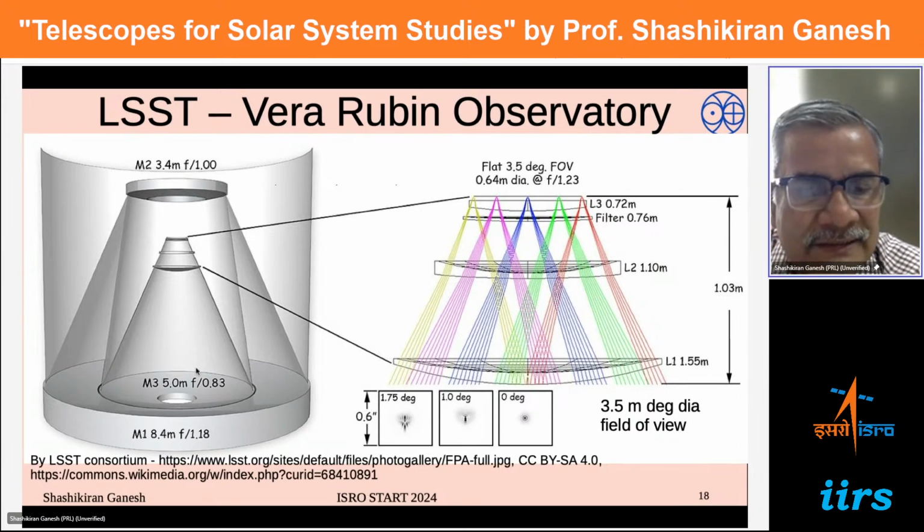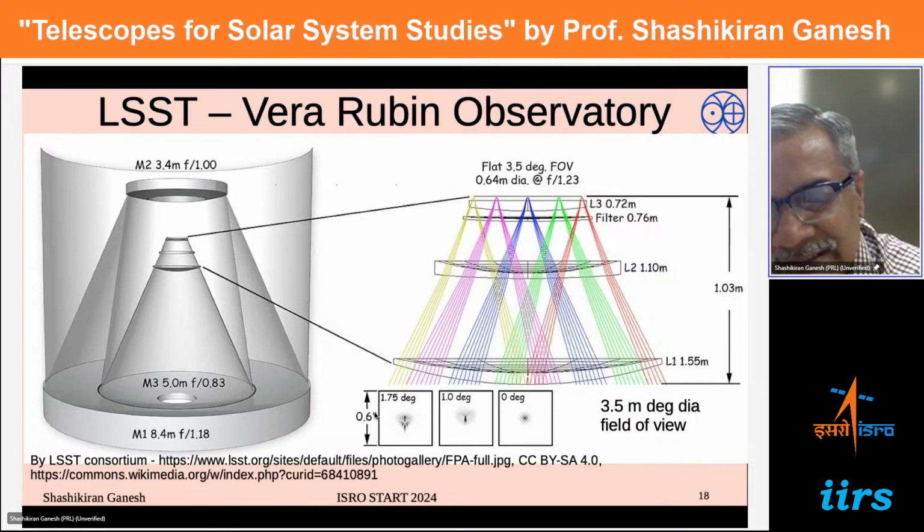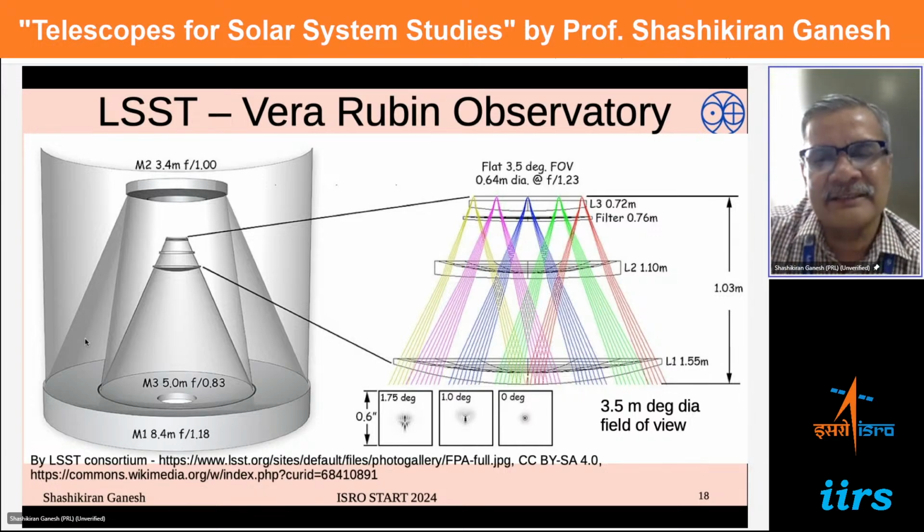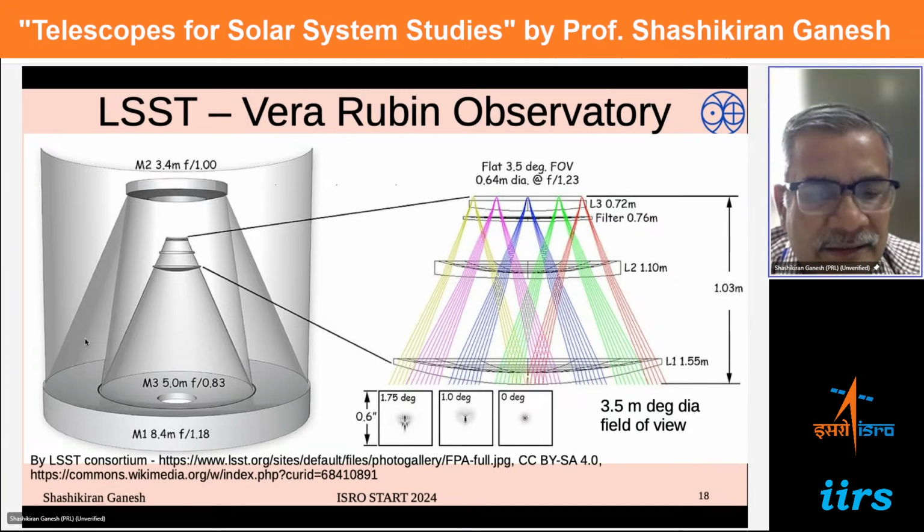So all of this provides you with, not exactly diffraction limited, but seeing limited images right down to 1.75 degrees from the center of the field of view. So you have a 3.5 degree diameter field of view with this telescope. So at a time you can image 3.5 degrees of the sky.